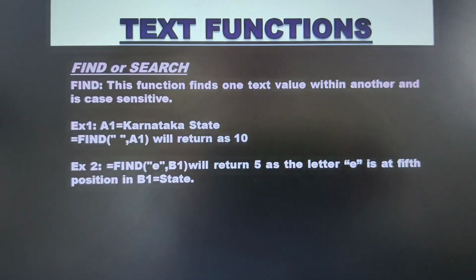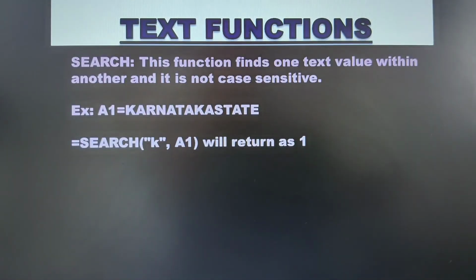Moving on to the next one, that is the search function. The search function also helps you find one text within another text, but it is not case sensitive. Look at the example here. The A1 cell consists of the string Karnataka state. If you observe, I didn't give any gap between the two strings, so I have just concatenated without a gap. So here, is equals to search. Now look, K is in uppercase, but I have given lowercase k, comma A1. Now this function would return the value 1 because it is not case sensitive.